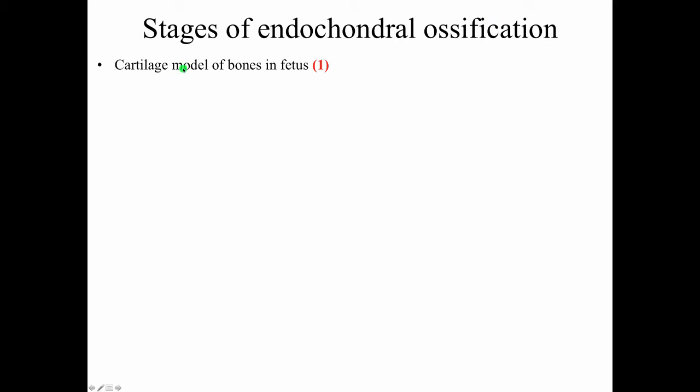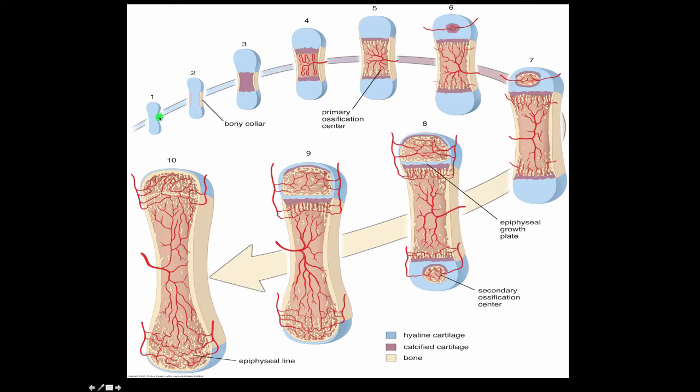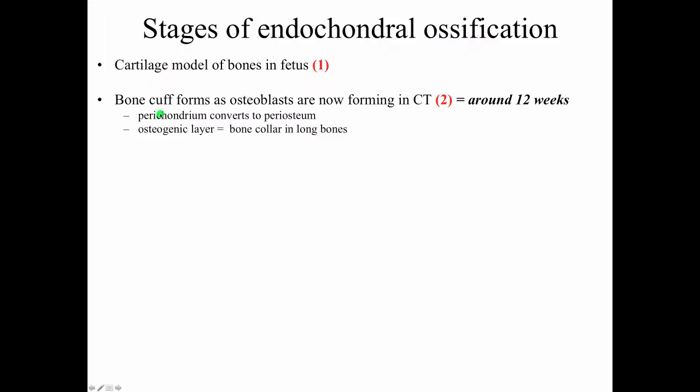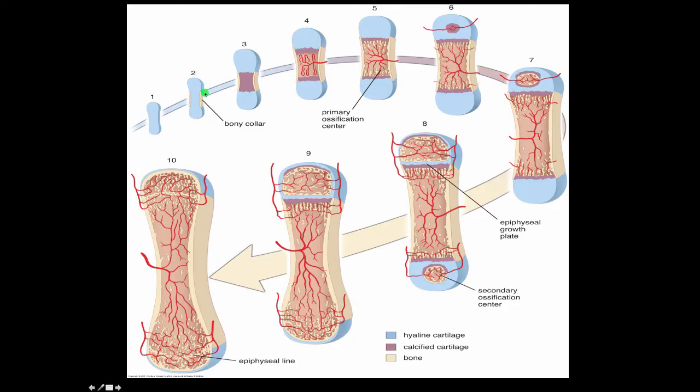So we talk about the cartilage model of bones in the fetus, and that's depicted here in image 1 on the diagram. We then talk about the fact that a bone cuff forms as osteoblasts are now forming in the perichondrium, the connective tissue around this cartilage model. And this begins around 12 weeks of development. This perichondrium is going to convert to a periosteum, and you're going to have an osteogenic layer. And we define this region in image 2 as the formation of the bone collar.